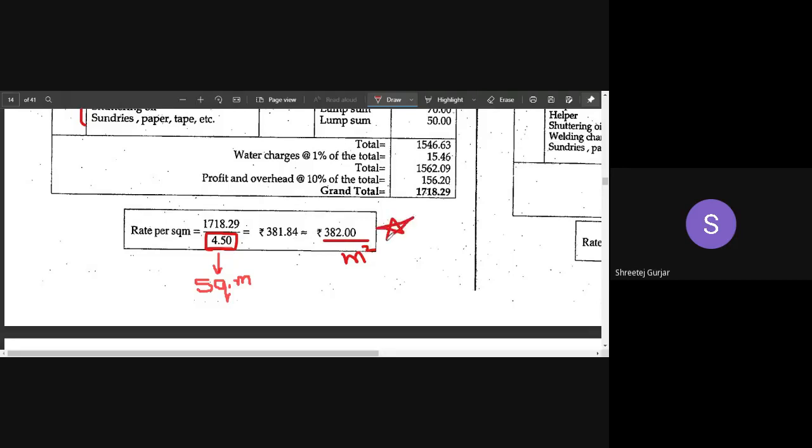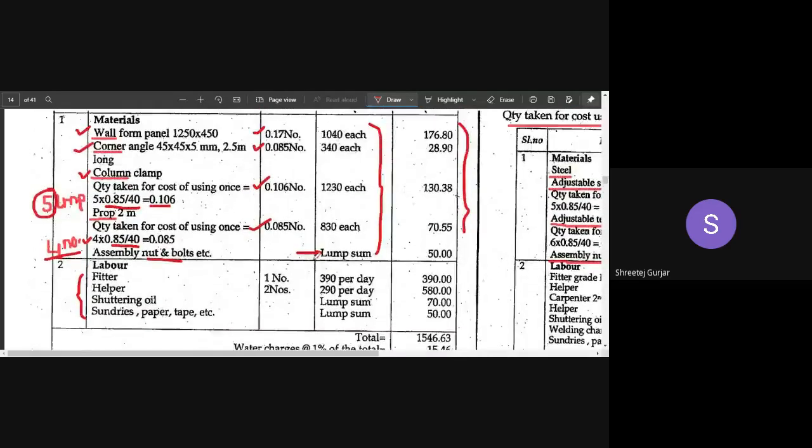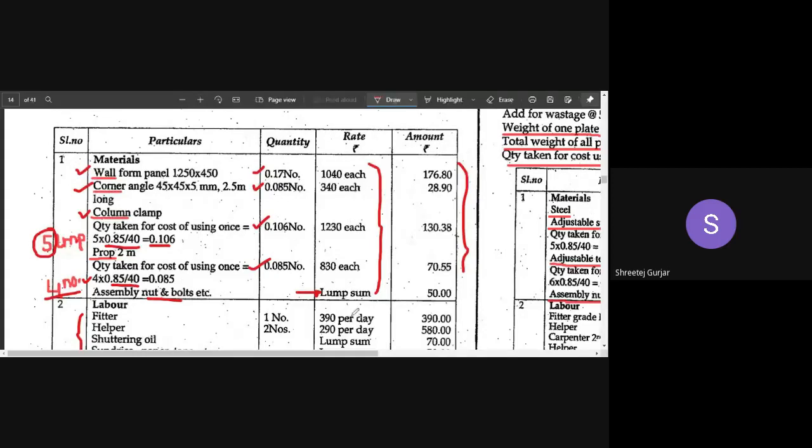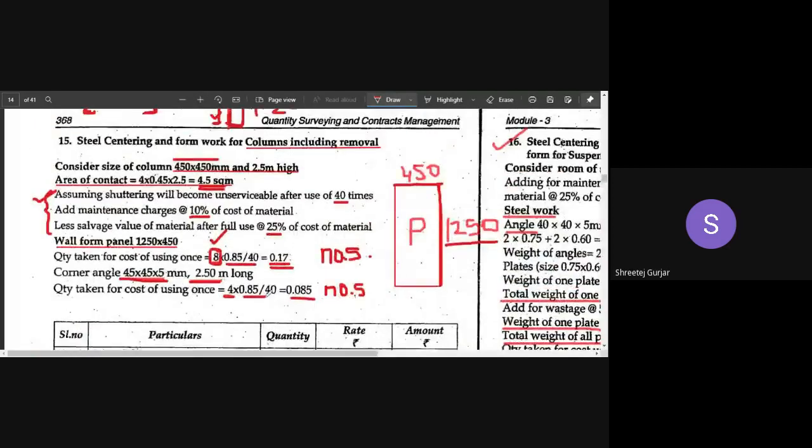So this is how you can calculate by using numbers. Using kgs it is difficult, but using numbers it is easy. You can either go by kgs or you can go by numbers. I prefer going by numbers because it is easier and quicker to solve. I hope you have understood this particular centering and formwork calculation required for columns.